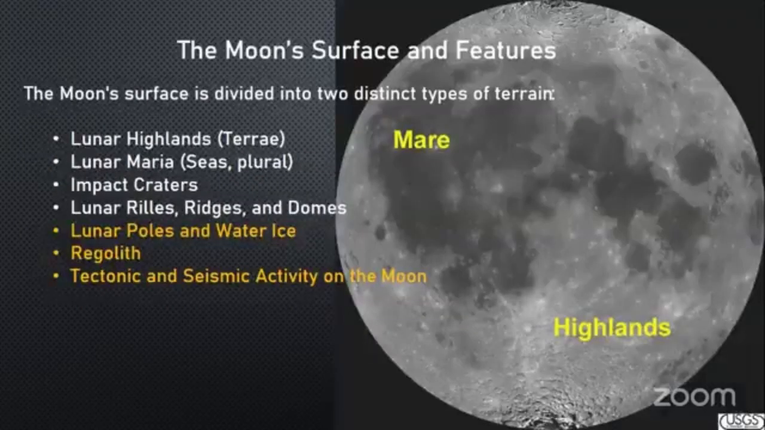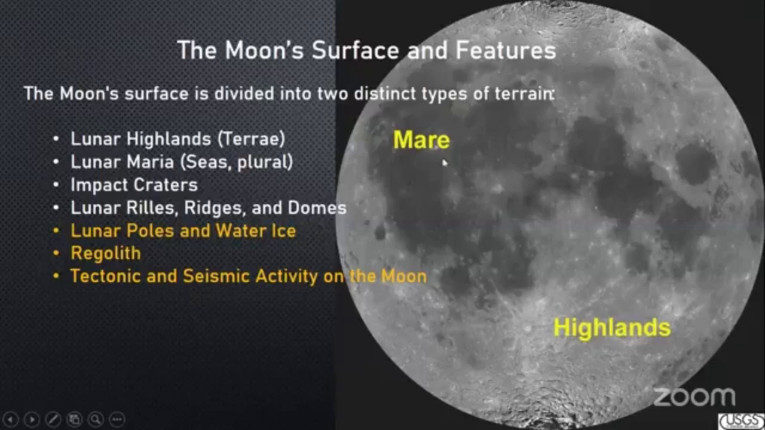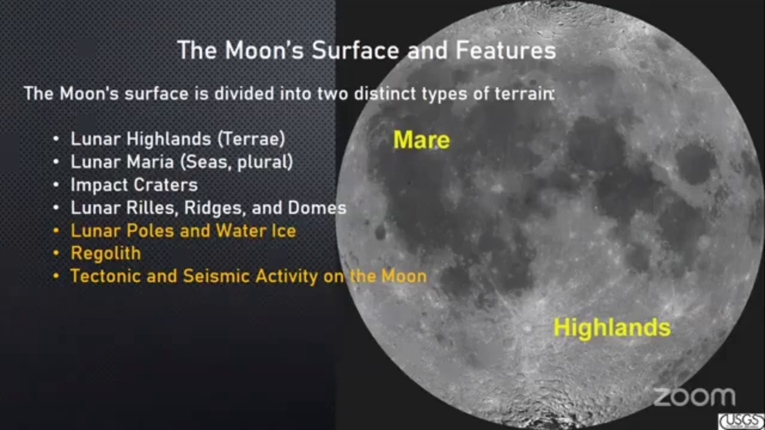So here is the surface of the moon. We're going to be discussing the surface of the moon and its features. But before I do that, I want you to understand that the moon surface is divided into two distinct types of terrain. So we have the mare. Mare is the singular form of Maria, and then we have the highlands. The highlands is terra in Latin.